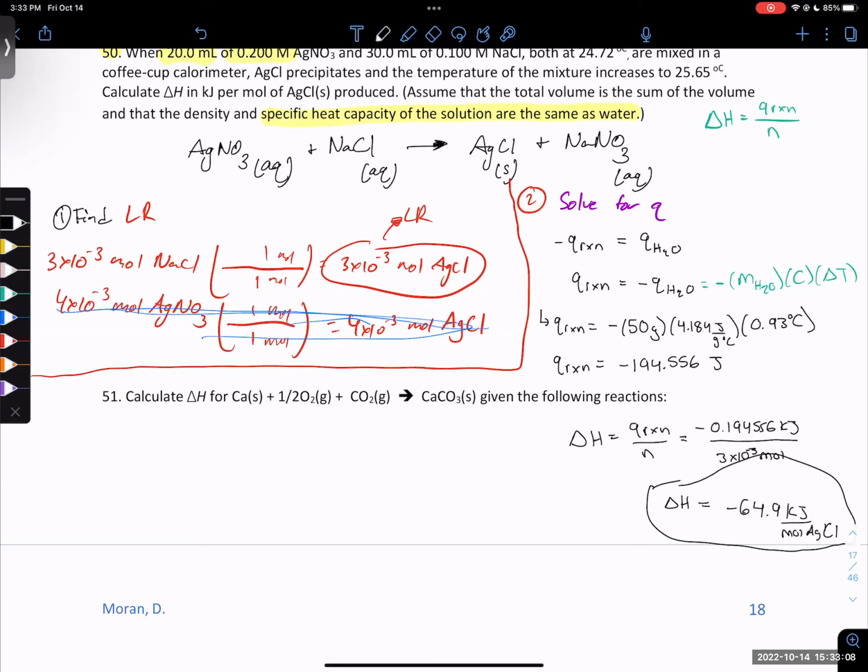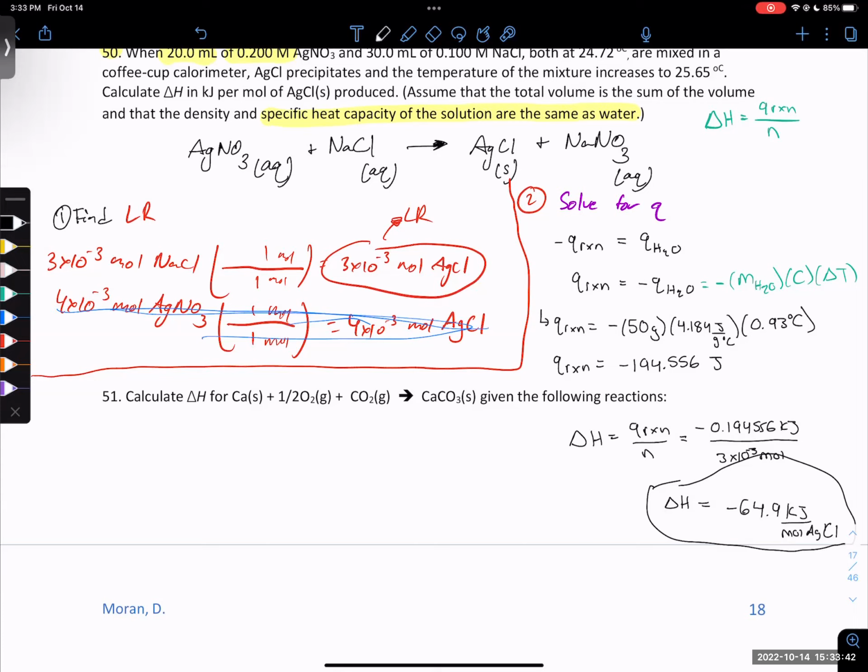Can we convert to kilojoules after we get our answer? We can, right? Doesn't matter. You probably could, yeah. If you want to, you can check it right now. So it would be negative 194.556 divided by 3 times 10 to the minus 3. And that's joules. Yeah, you would get the same answer. I just simplified it earlier.